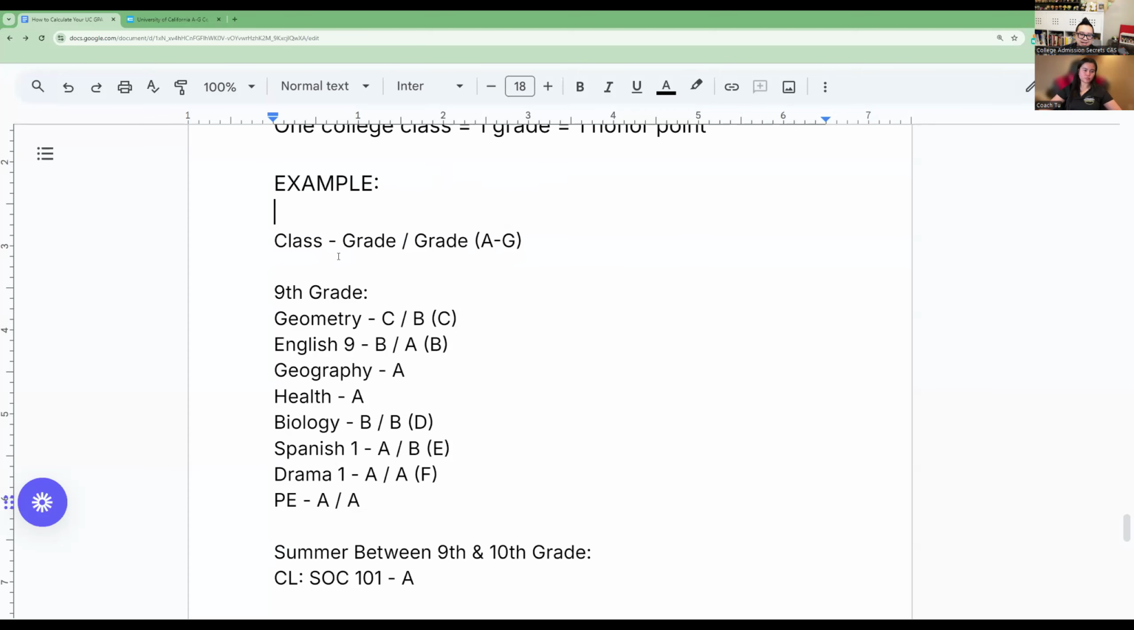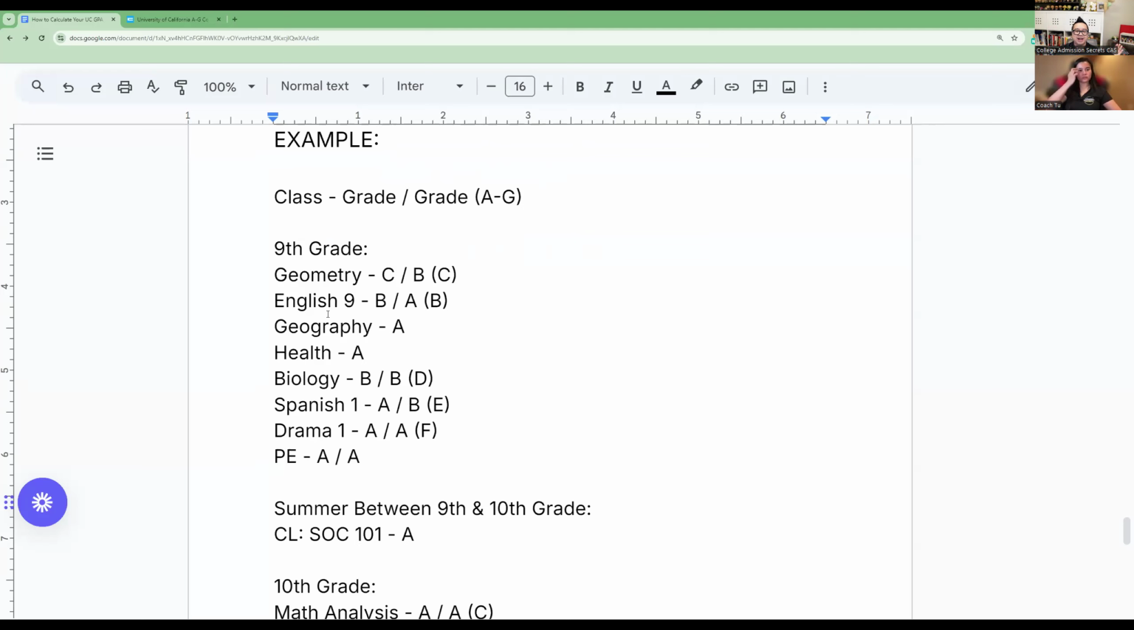So when it comes to this, the format is the class, the grade, and the semester class as well too. I also categorize it as A through G or not A through G. Okay. So in ninth grade, this example student took geometry, English, geography, health, bio, Spanish 1, drama, PE.